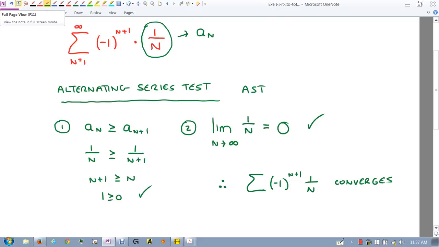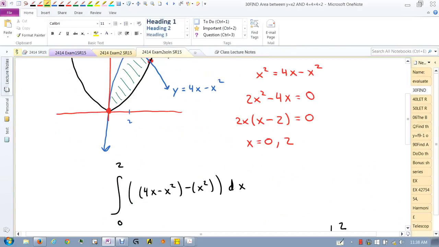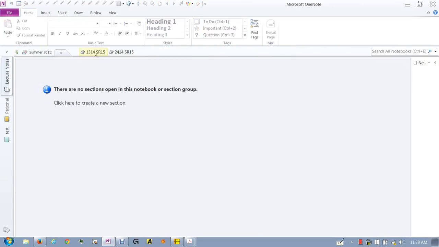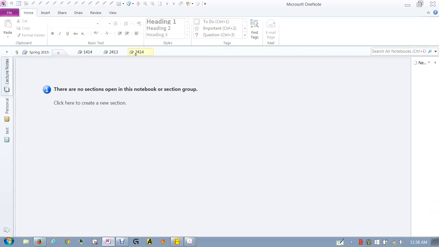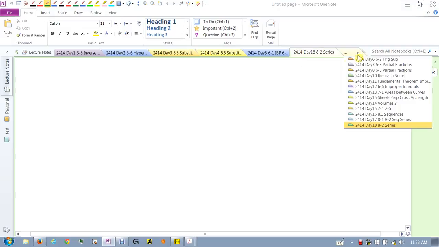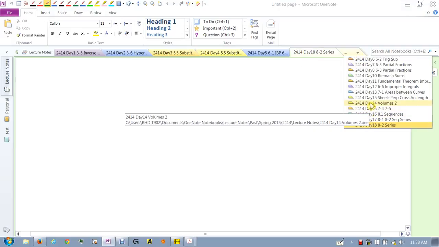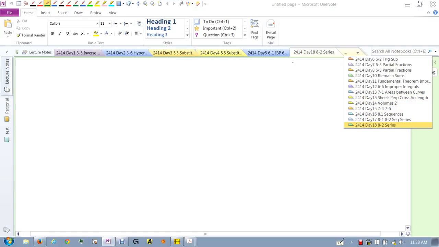It's a little bit of work to try and figure out what these things converge to. Let's see if I can find something here real quick. Spring 2015. I don't know if I have this here or not. Forget it.